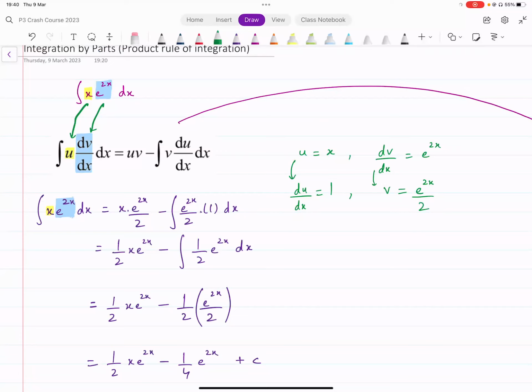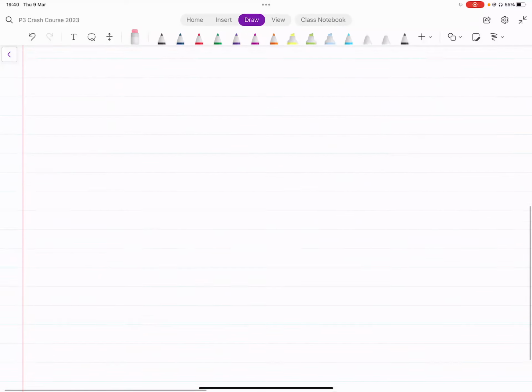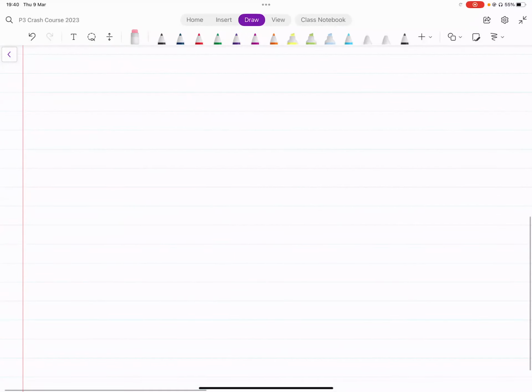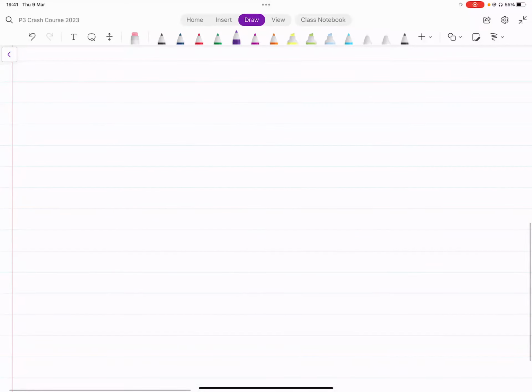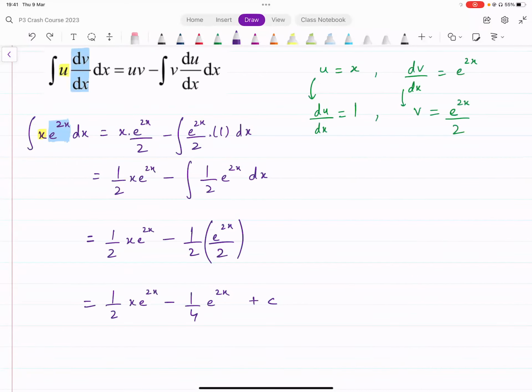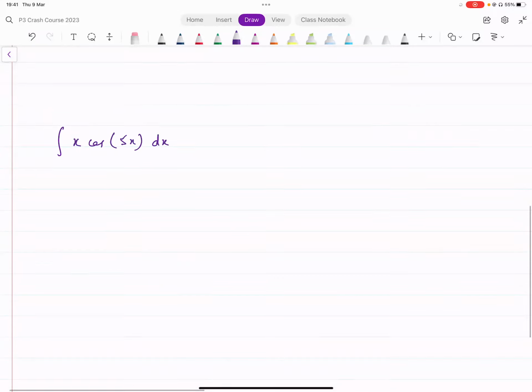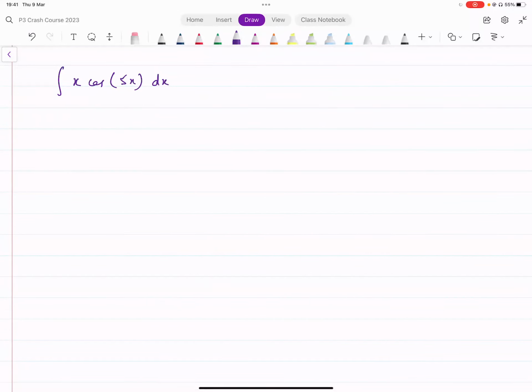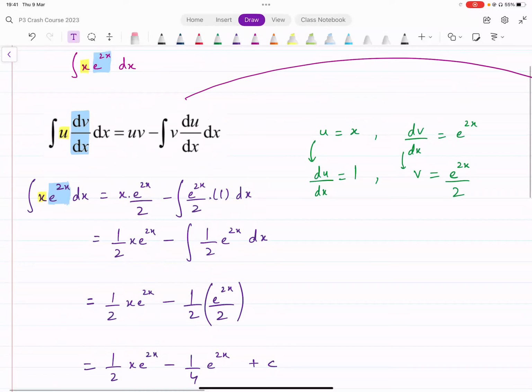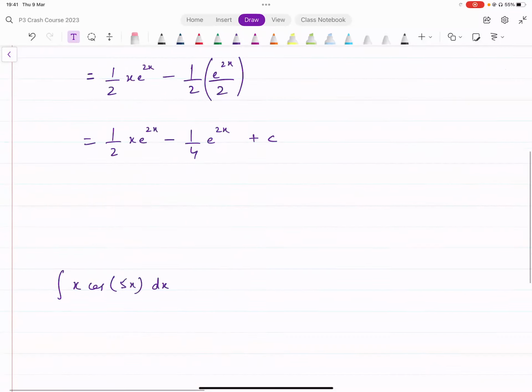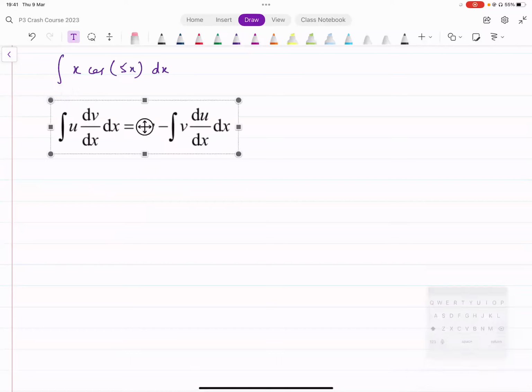Okay, let's take another example. Let's say now we have something in this form. We want to integrate, for instance, x into cos of 5x with respect to x. Now, how do we do this? Let me just copy the formula. It's given in the formula sheet. So you have this in front. This is how it looks.